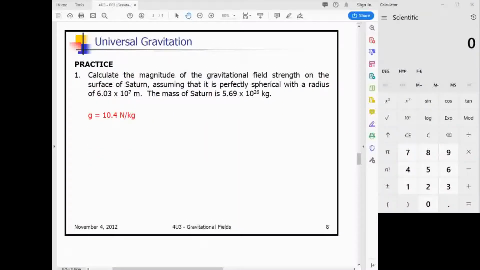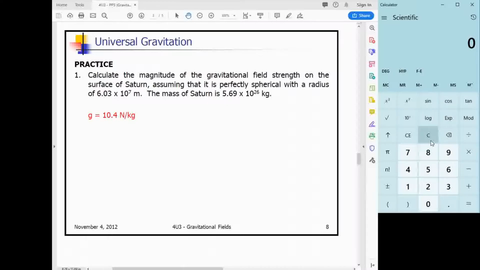So we'll go through a couple quick problems here, and then I'll leave a few for you to look at as well. It says here, calculate the magnitude of the gravitational field strength on the surface of Saturn, assuming that it is perfectly spherical with a radius of 6.03 times 10 to the 7 meters. And the mass of Saturn is 5.69 times 10 to the 26. So we're going to pick up our big G, which is 6.67 times 10 to the power of negative 11. I'm going to save that in my memory because I'm going to use it again later.